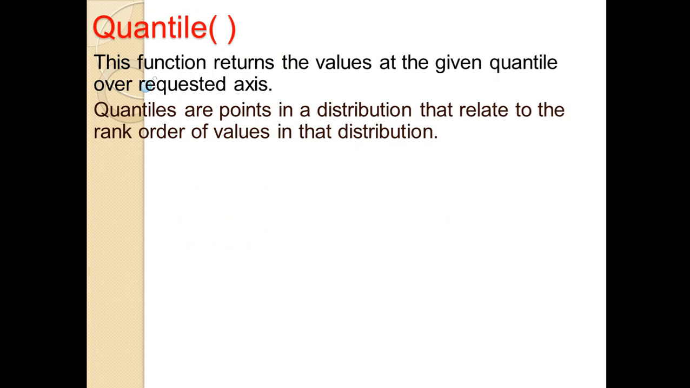So what does this function return, or what is the purpose of this function? This function returns the values at the given quantile over the requested axis. The axis may be 1 or 0, for the rows as well as for the columns. So if you want to find the quantile for the rows, whichever row values, that is also possible.